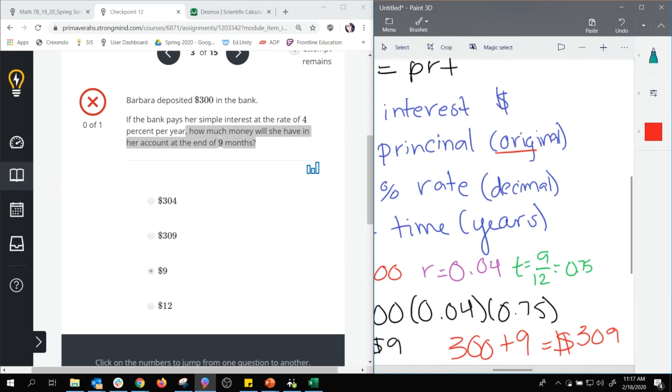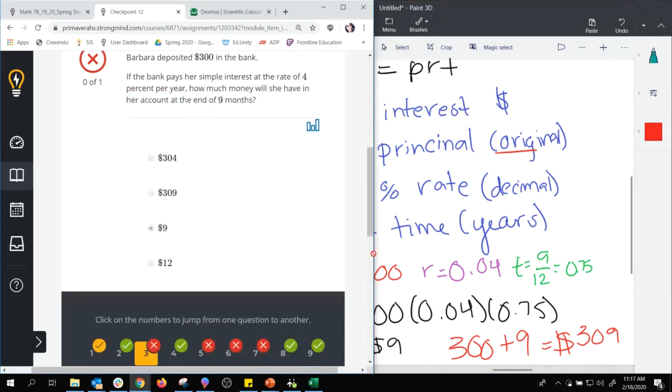So Chelsea, you were super close here. You just forgot the very last step, which is to add in the 300 back. Because the question is not asking us how much money did she earn in interest. We want to know how much total money does she have. So that's her principal and how much she has total with interest. So that should be 309. And then Chelsea, let me know when you're good. Okay. Do you have questions, or does that extra step make sense?